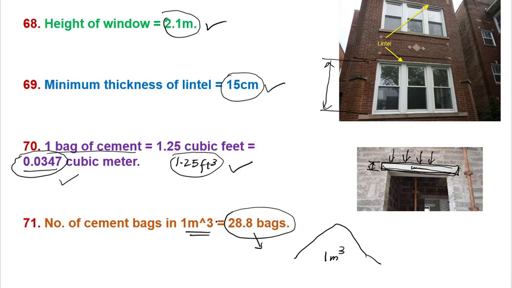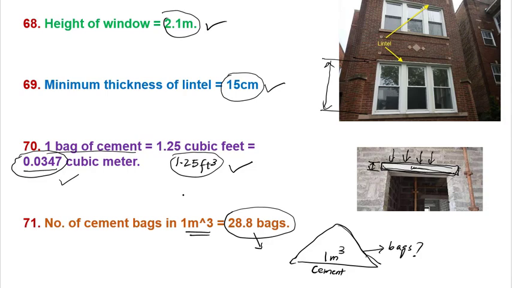I guess the number of cement bags in 1 meter cube. Oh, got it. They are not talking about the concrete. They are just saying that we have 1 meter cube of cement. So in this 1 meter cube of cement, how many cement bags will be there? How many bags will be there?